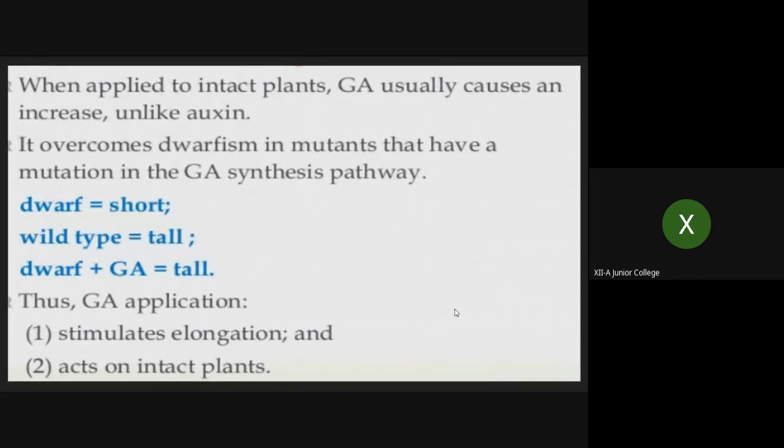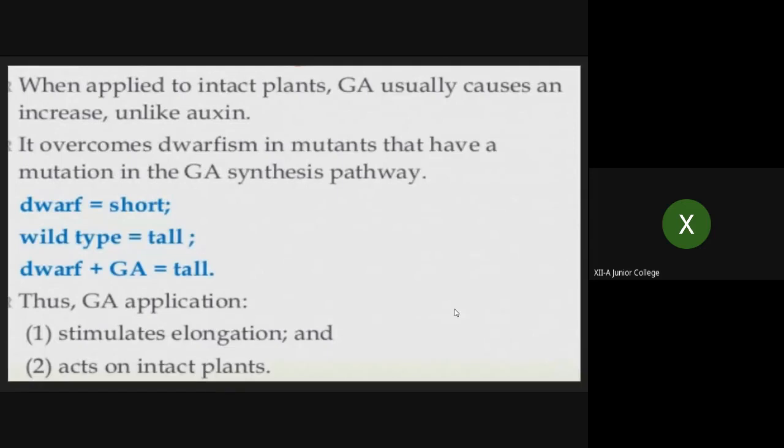If the entire plant is treated with this GA, that will result in a tall one. That means wild type is tall, but in some cases, because of mutation, that plant has become dwarf. Then by application of GA, gibberellins, it can come back to its original height. And so, a dwarf plant with the application of gibberellic acid becomes tall. So it stimulates elongation.